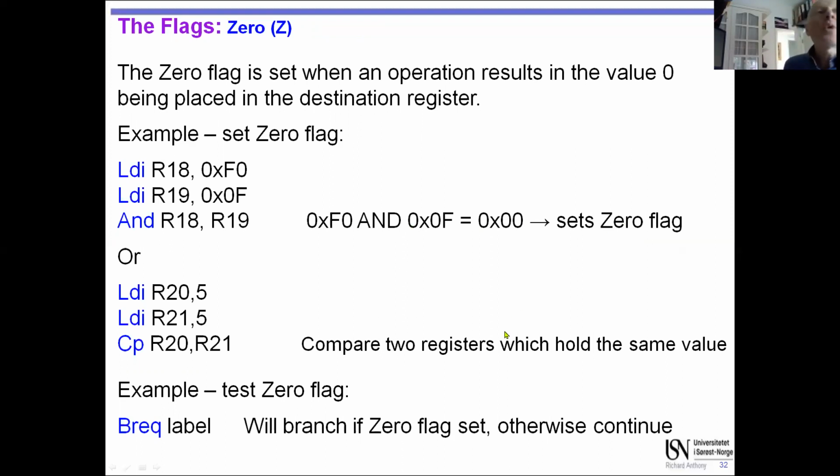And if you compare two values that have the same value, so if you put 5 in register 20, 5 in register 21, and then compare register 20 and 21, you will end up with the result that they are equal, which means the 0 flag is set.